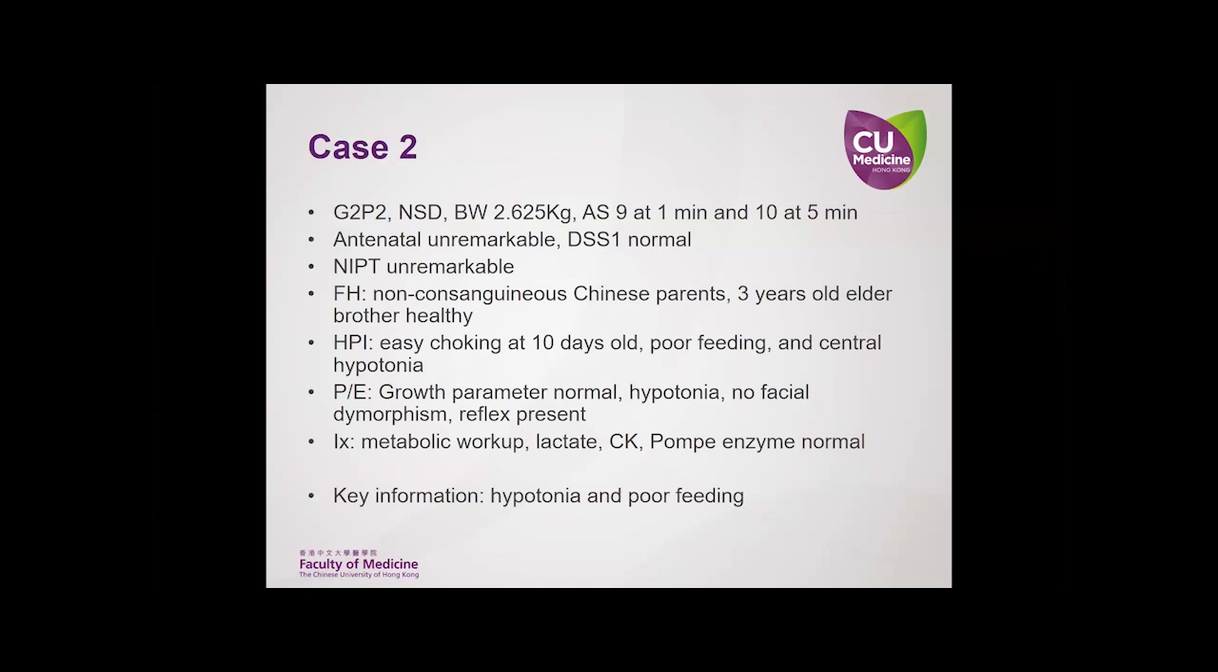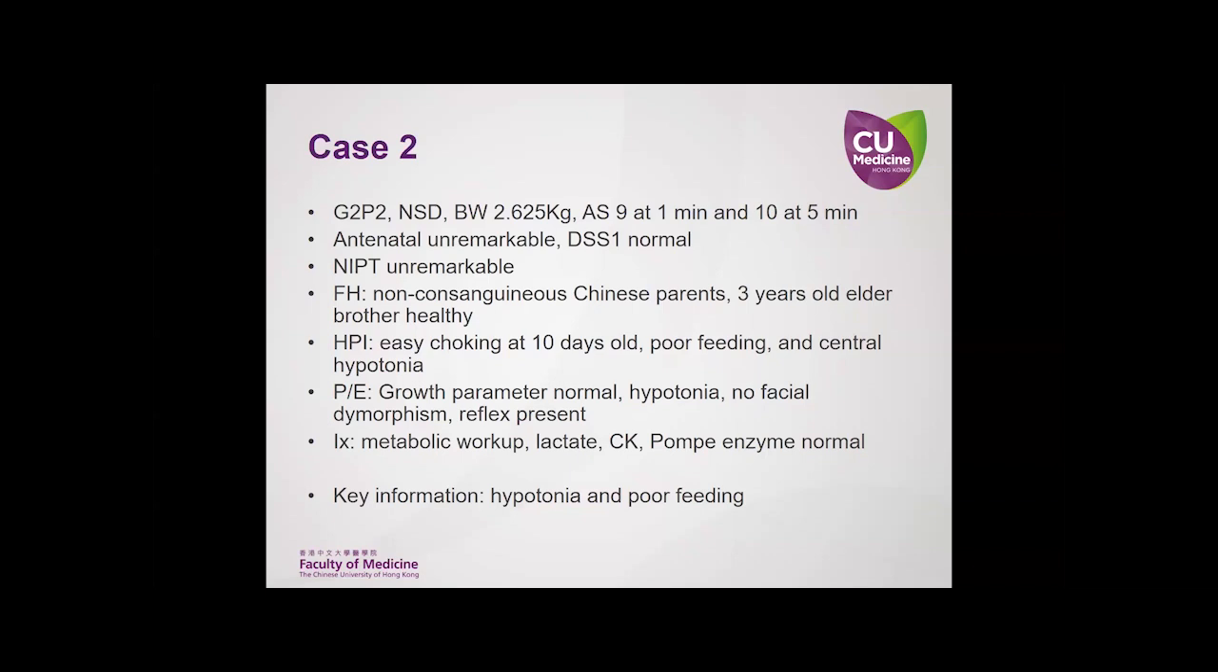Okay, so case two is a patient with normal spontaneous delivery, 2.6 kilogram with normal APGAR score. Antenatal was unremarkable. The antenatal genetic screening was also normal, unremarkable. The patient had non-consanguineous Chinese parents and a 3-year-old elder brother who is healthy.